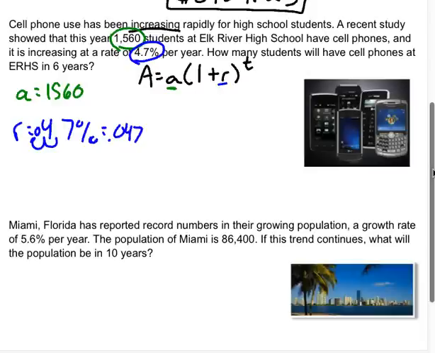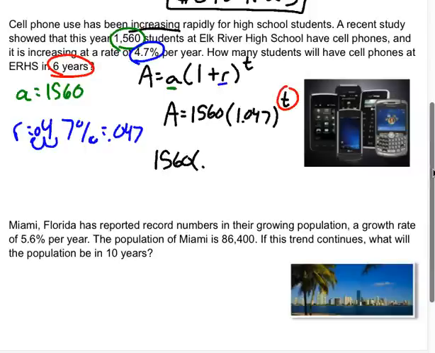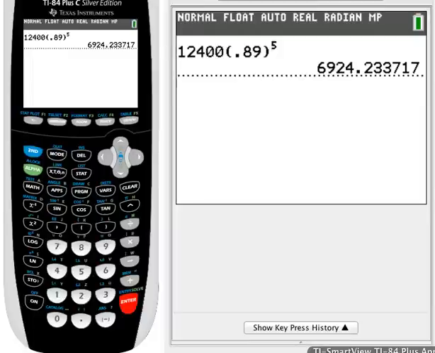So let's plug those in. My initial value, 1,560, times 1 plus that rate, 1 plus 0.047, to the t. So that's my equation. That's how I can model the number of students here that have cell phones based on time. And now my time frame is 6 years. So I'm going to plug in 6 for t, for 6 years later, how much will it be? So again, if you do this right, you can plug that straight into your calculator.